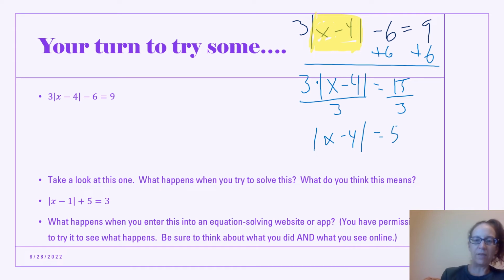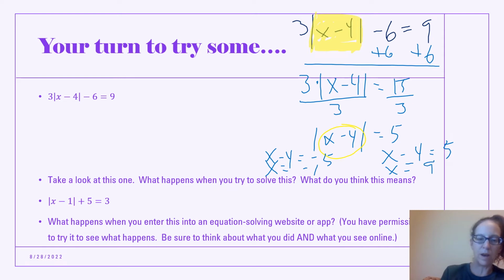And we get the absolute value of x minus 4 is equal to 5. Well, we know that there are 2 numbers that will give us an absolute value of 5. So x minus 4 could be negative 5, or x minus 4 could be positive 5. And then adding 4, I would get x equals negative 1, and x is equal to 9. Alrighty.